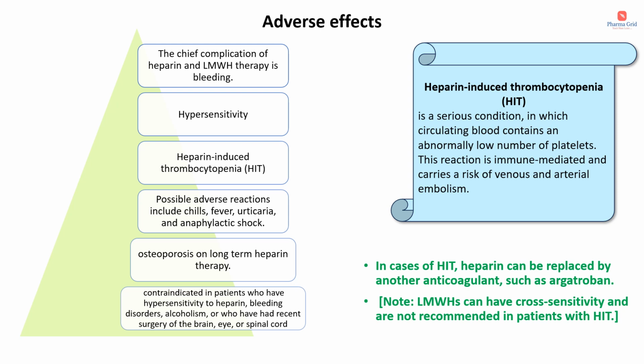This reaction is immune mediated and carries a risk of venous and arterial embolism. So in cases of this heparin-induced thrombocytopenia, heparin can be replaced by another anticoagulant such as argatroban. Low molecular weight heparins can have cross sensitivity and are not recommended in patients with heparin-induced thrombocytopenia. So in patients with heparin-induced thrombocytopenia, the drug of choice is argatroban. In such conditions, we cannot use low molecular weight heparins because these can have cross sensitivity with the heparin.